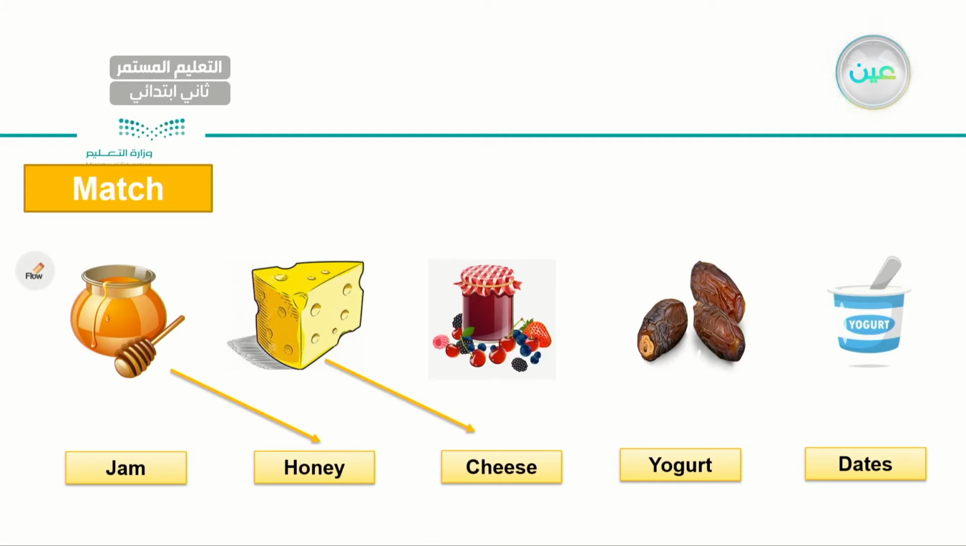Next, I have jam. There is some jam. Very good. So all these 3 items are uncountable. While for dates, there are some dates. Very good. And for the last one, I have yogurt. There is some yogurt. So let's read. I have honey, cheese, jam, dates, and yogurt.